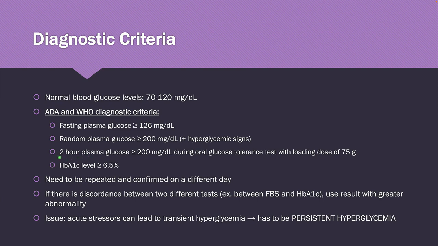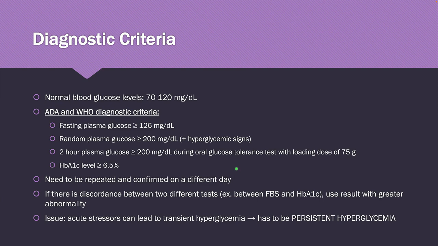If you're going to do your oral glucose tolerance test, the loading dose should be 75 grams. When you collect your glucose level 2 hours later, greater than or equal to 200 already equals diabetes. And then you have your HbA1c level, which is greater than or equal to 6.5%. Now, these tests need to be repeated and confirmed on a different day. Remember that there are several factors that may affect why your glucose goes up.